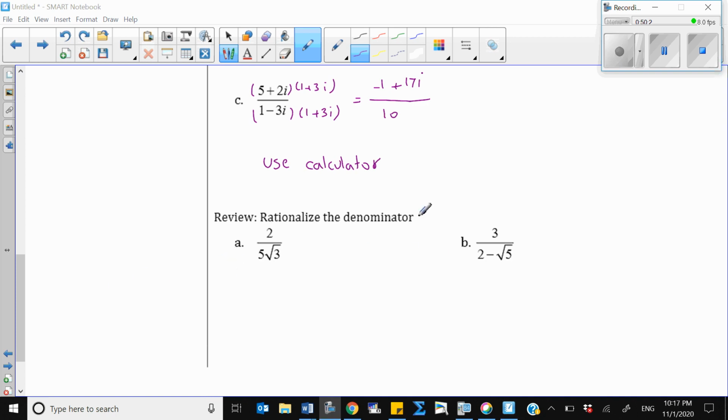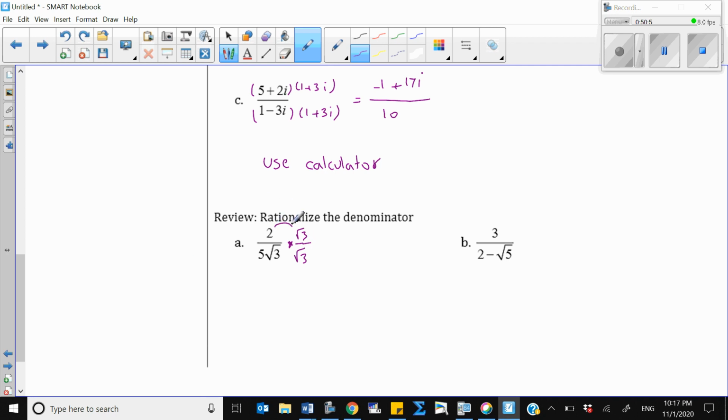The next two examples, we're just going to review how we rationalize the denominators when we have a radical in the denominator. Again, same story, we don't like the radical in the denominator and we want to get rid of it. If I have something like 2 over 5 radical 3, I just need to multiply both top and bottom by radical 3.